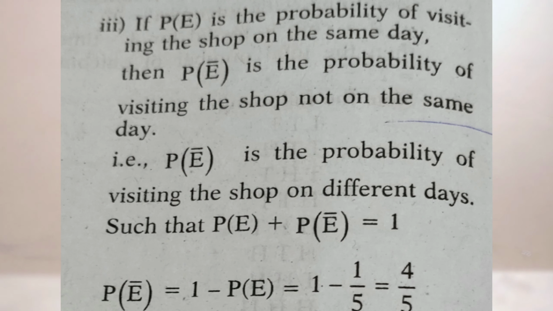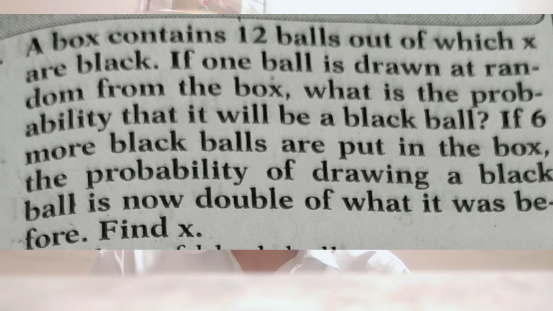That also I will give on the screen. Next, one more important one. A box contains 12 balls, out of which x are black. If one ball is drawn at random from the box, what is the probability that it will be a black ball? If 6 more black balls are put in the box, the probability of drawing a black ball is now double of what it was before. Find x. Okay, this is also very important. So practice well. I will give it also on the screen.